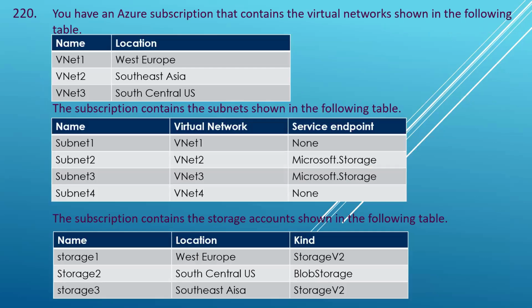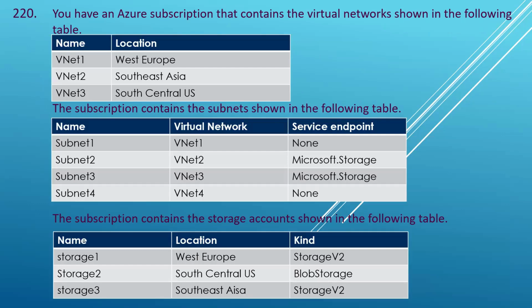Next question. You have an Azure subscription that contains the virtual network shown in the following table. You have 3 virtual networks with the name of VNet1, VNet2, and VNet3. VNet1 is hosted in West Europe location. VNet2 is hosted in Southeast Asia location. VNet3 is hosted in South Central US location.